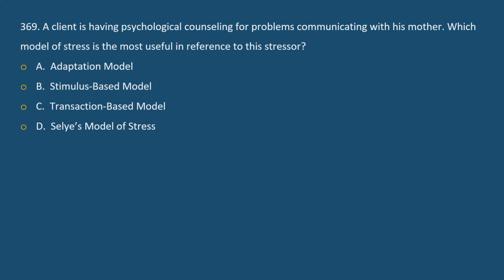Question 369. A client is having psychological counseling for problems communicating with his mother. Which model of stress is the most useful in reference to this stressor? A. Adaptation model. B. Stimulus-based model. C. Transaction-based model. D. Cellular model of stress.